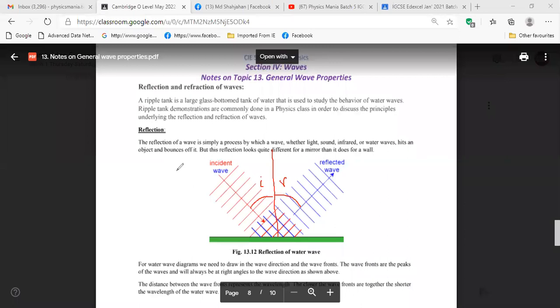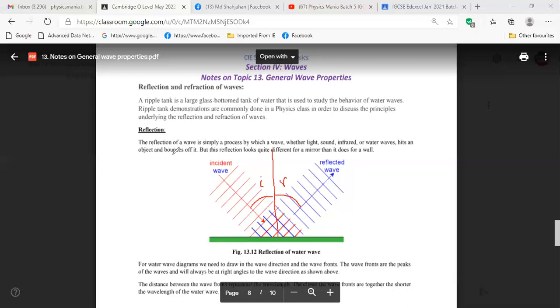Can you read this part, Mahi? Reflection. The reflection of a wave is simply a process by which a wave, whether light, sound, infrared, or water waves, hits an object and bounces off it. But this reflection looks quite different for a mirror than it does for a wall. For water wave diagrams, the wavefronts are the peaks of the waves and will always be at right angles to the wave direction as shown above. The distance between the wavefronts will represent the wavelengths. The closer the wavefronts are together, the shorter the wavelength of the water wave.